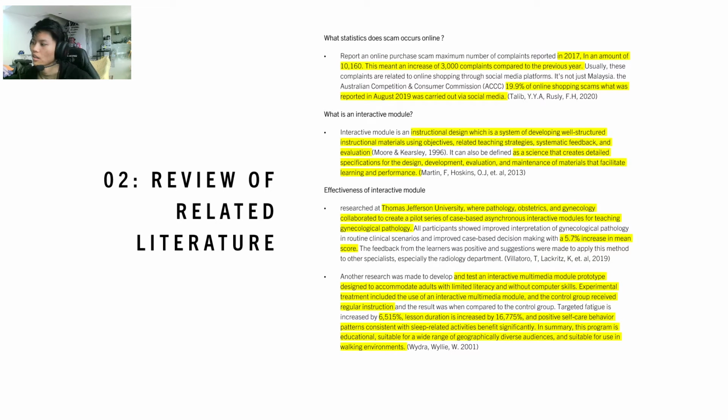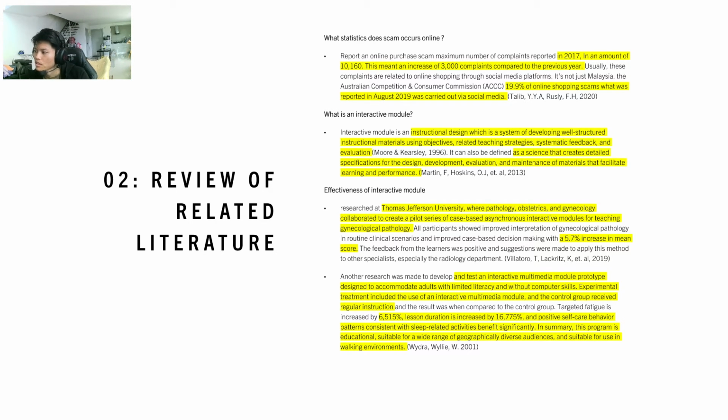It helps develop and improve on how we learn something. So, effectiveness of interactive modules. These are the two research studies that I mentioned before that show the increase in performance and the effectiveness of interactive modules.